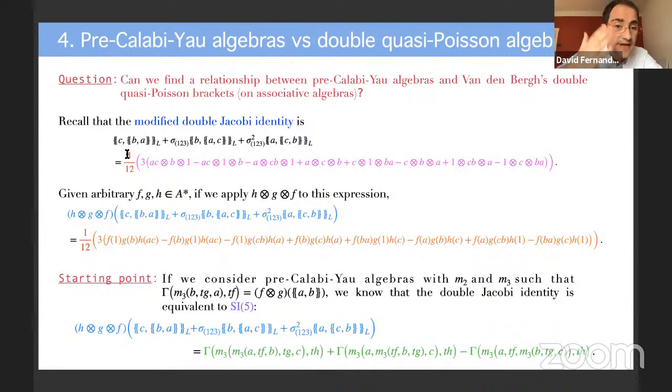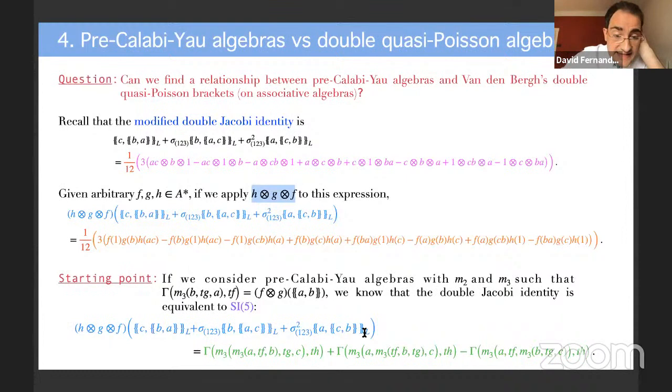okay? So now, given arbitrary F, G, and H elements in A star, if we apply this object to the previous expression, to this modified double Jacobi identity, I obtain this nice identity where the left-hand side is in blue and the right-hand side is in orange, okay? So, as I said in the previous slide, the key point of the previous theorem, which relates double Poisson algebras and pre-Calabi-Yau structures with M2 and M3, the theorem by Iyudu and Kontsevich, states that the double Jacobi identity is equivalent to the fifth Stasheff identity, okay? And this sentence translates into this identity.